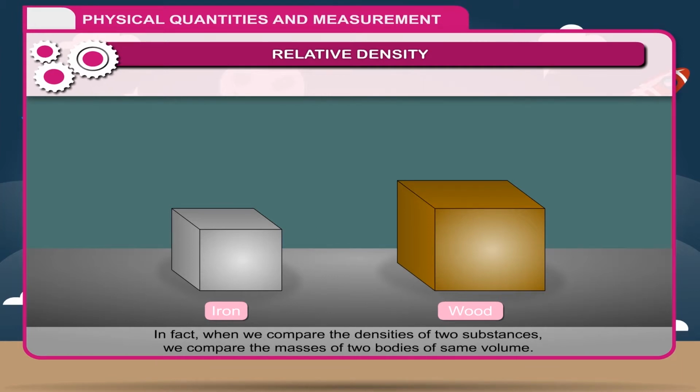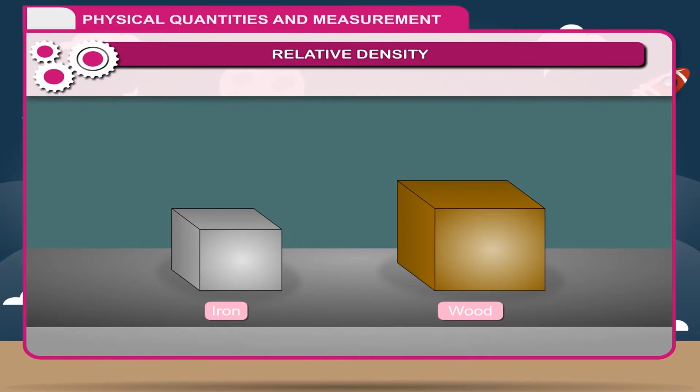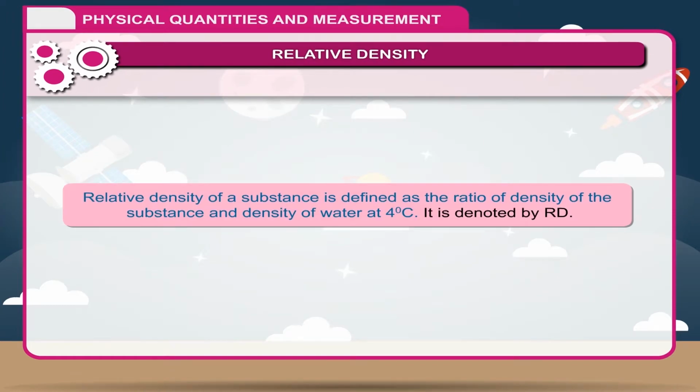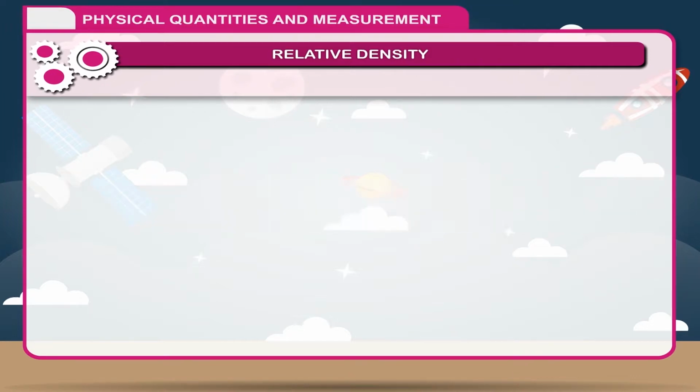In fact, when we compare the densities of two substances, we compare the masses of two bodies of same volume. Thus, the idea of relative density comes to our mind. Relative density of a substance is defined as the ratio of density of the substance and density of water at 4 degrees Celsius. It is denoted by RD.